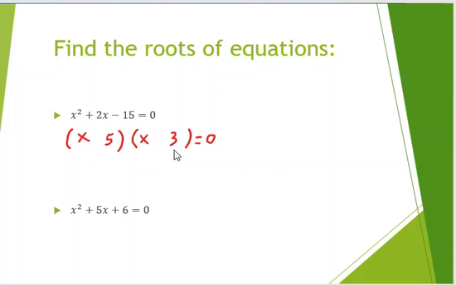so that means that one of those must be negative. But when I add those two numbers, I'm supposed to get 2, so that means that this one has to be positive, this one has to be negative, because 5 minus 3 gives me 2, and 5 times negative 3 gives me negative 15. So x is equal negative 5, or x is equal 3. Again, those are the two roots of this equation.